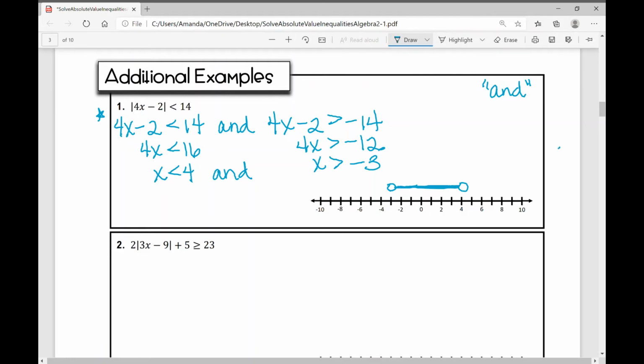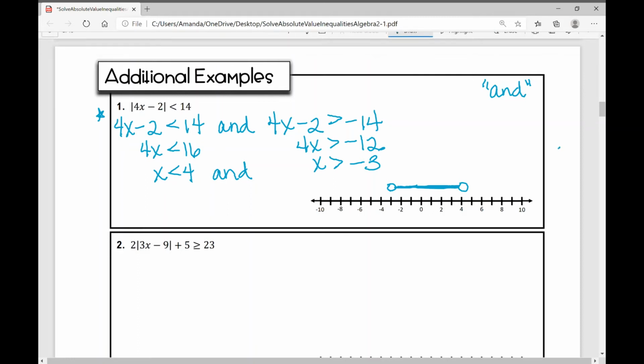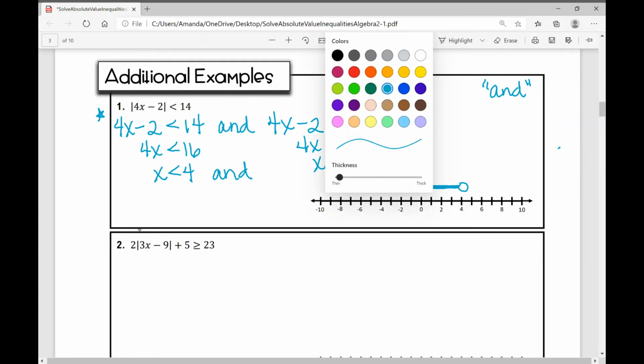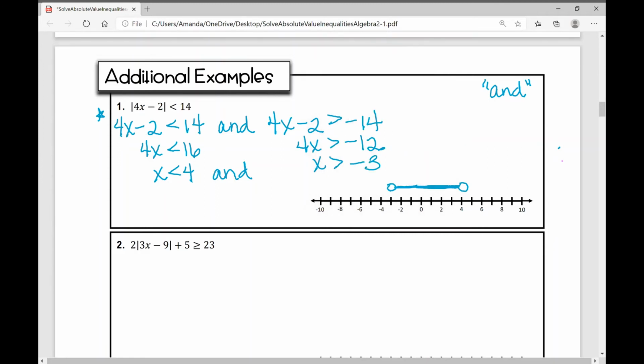How else can we write this? I'll change colors again, if it'll let me. Let's do this color, just because. So now how can I write that? Well, x is less than 4 and greater than -3. I read it backwards. So that's how I can write it.